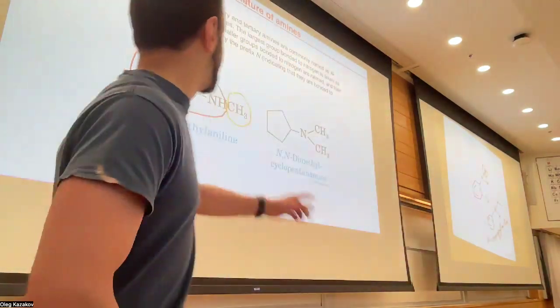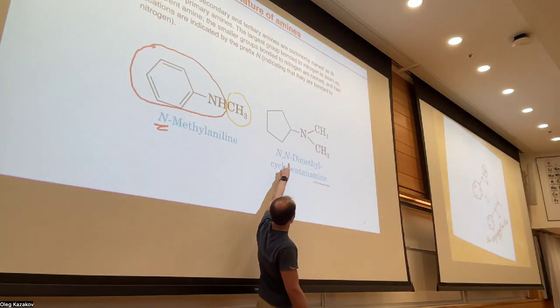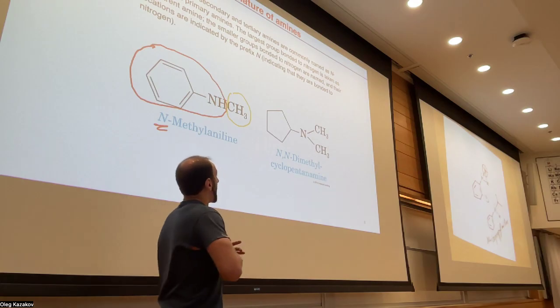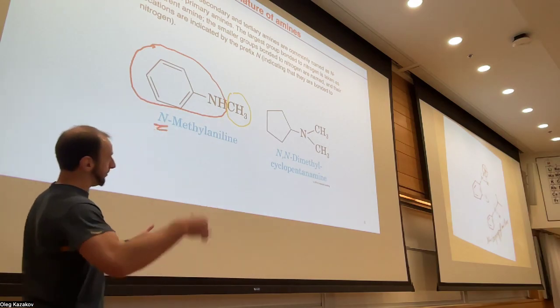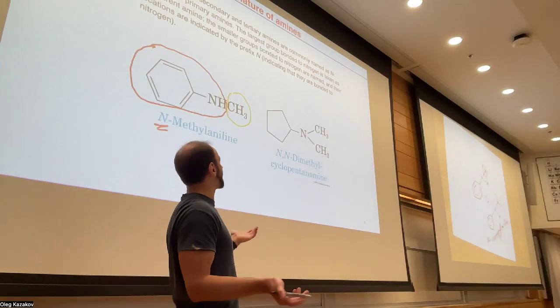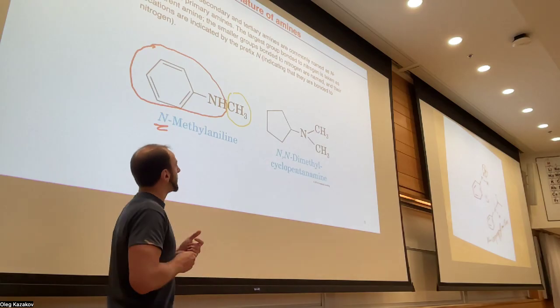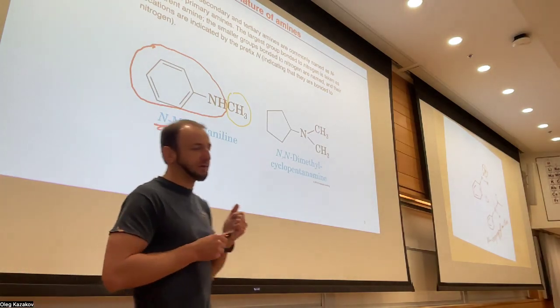So if we have 2 methyls somehow, we can show it with N,N designation, and N,N-dimethyl. So di stands for 2 methyls, and they are both on nitrogen, right? So that's why we have the N,N piece there, and N,N-dimethylcyclopentanamine, right?